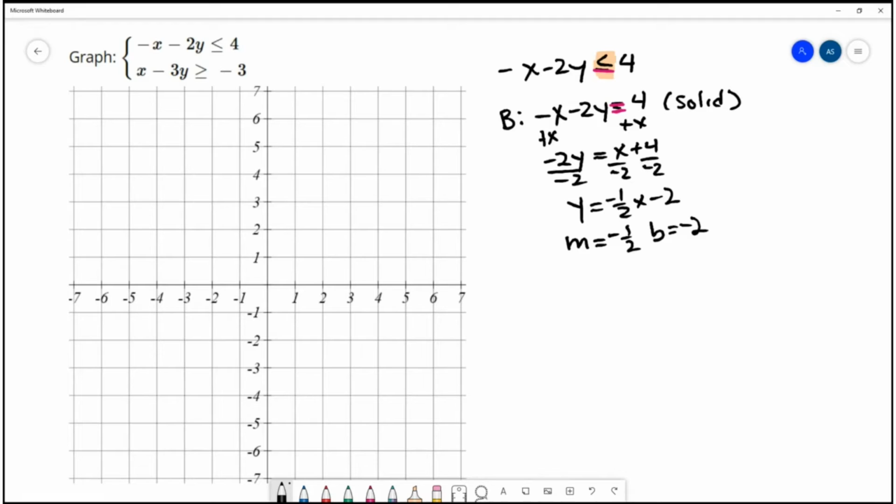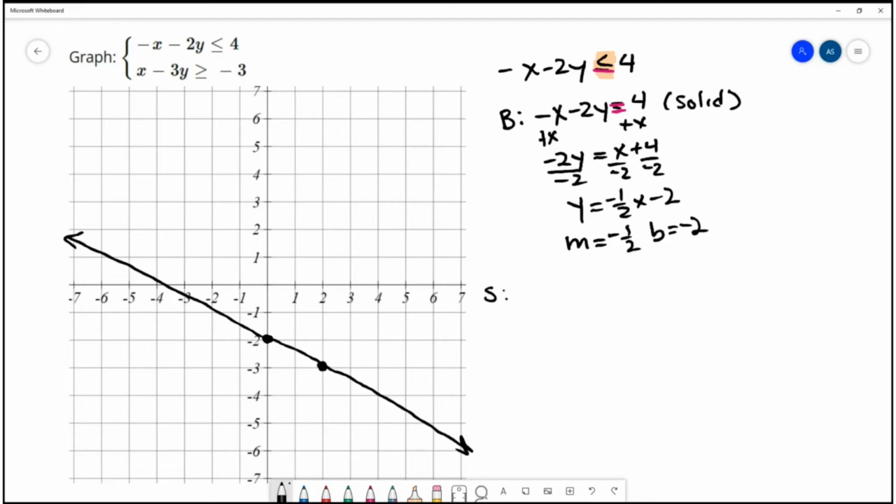So in this example, because we have the equal to, our boundary line is included, and we'll draw that with a solid line. So we plot our y-intercept of negative 2, use the slope to get to a second point, rise over run, so I'm going to go down 1 and over 2. We're connecting these points with a solid line, and we've drawn our boundary. Once you've drawn the boundary, then you want to do the shading.